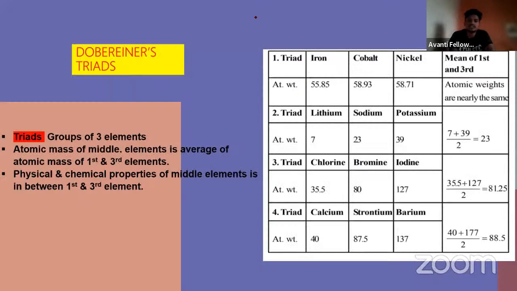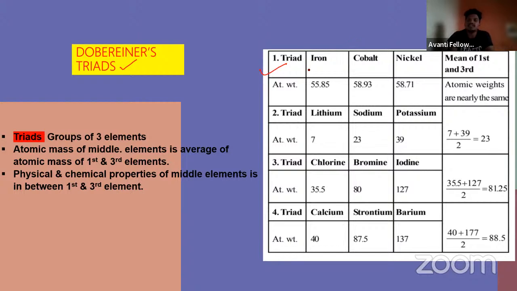First we are discussing Dobereiner's triads. The name suggests it's a triad. Triad means consisting of three. Dobereiner is a scientist who gave a periodic table in the form of triads. What is the meaning of a triad as per Dobereiner? There are three elements in a particular group or period, whatever it may be. He didn't mention their group or period. We can say a certain set.